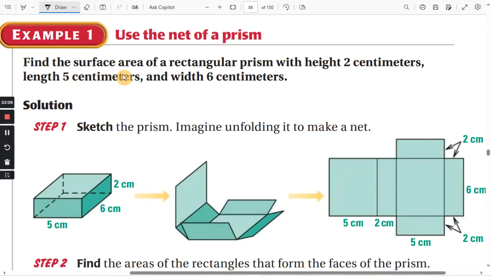Example 1: find the surface area of a rectangular prism with height 2, length 5, and width 6. They are all in centimeters. Now, in their example, they used a net. They basically took a rectangular prism and unfolded it to find the surface area. You don't need to do that for a rectangular prism.